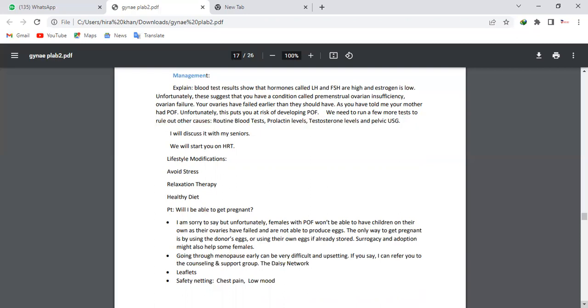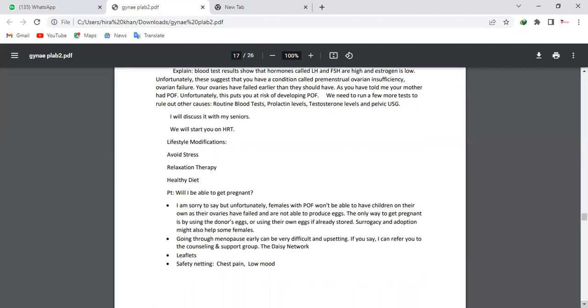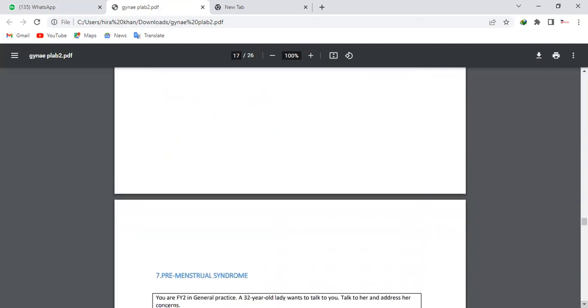Okay, you can also mention the name of one, that is the Daisy Network. Okay, and then offer the leaflets. And also safety netting is chest pain and the low mood.